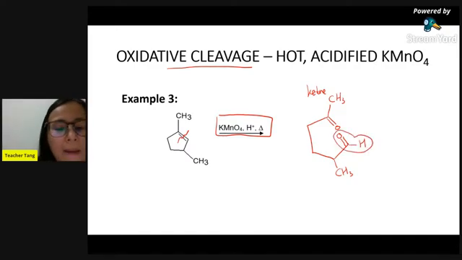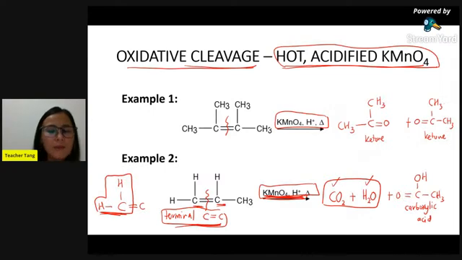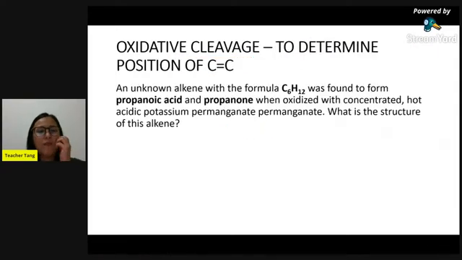Remember, this is a strong oxidizing agent. It cannot stop at the aldehyde. It will further oxidize to give you a carboxylic acid. So you just need to remember ozone and also hot acidified KMnO4. What are they doing? Oxidative cleavage. They break the carbon-carbon double bond. For hot acidified KMnO4, a strong oxidizing agent, it cannot stop at the aldehyde and will further oxidize to carboxylic acid. And if you have a terminal carbon-carbon double bond, it will further oxidize until it gets carbon dioxide and water. Okay, so that is for oxidative cleavage.